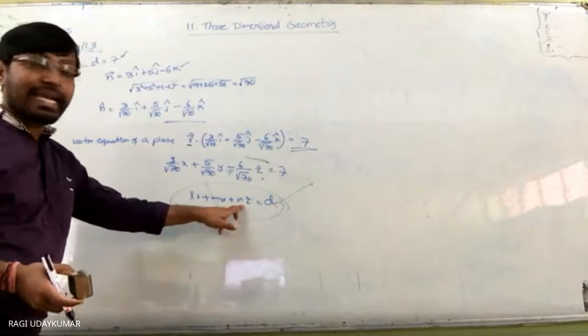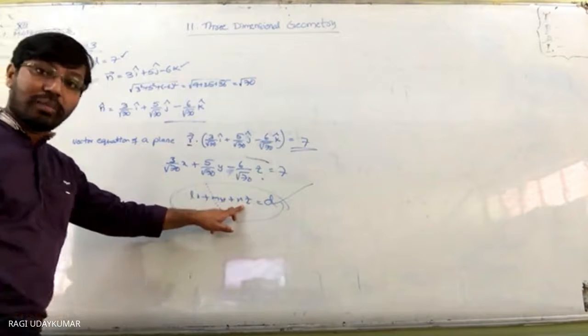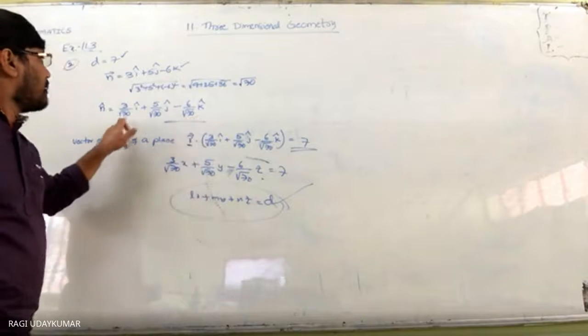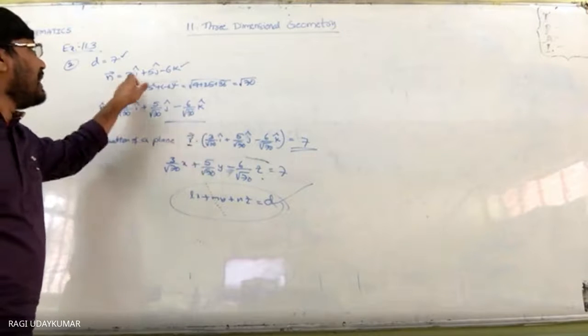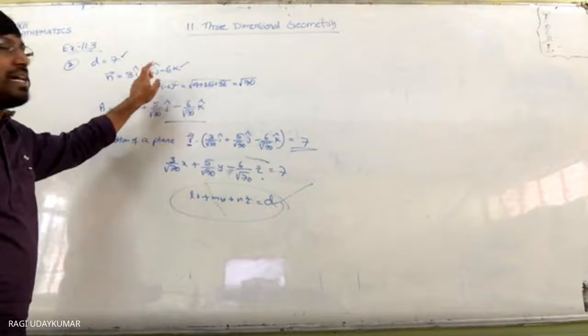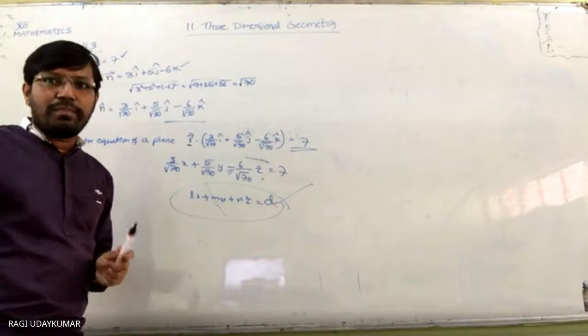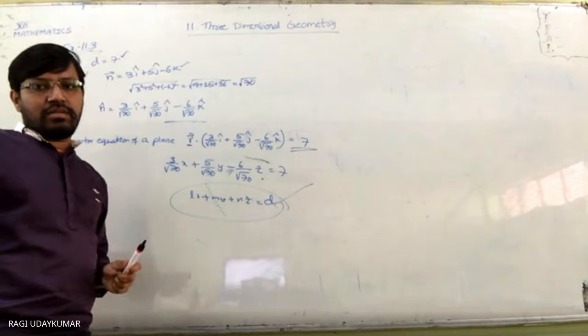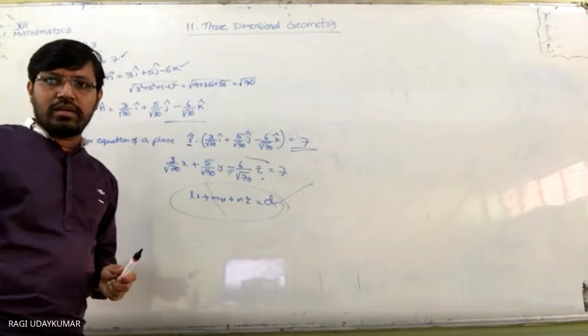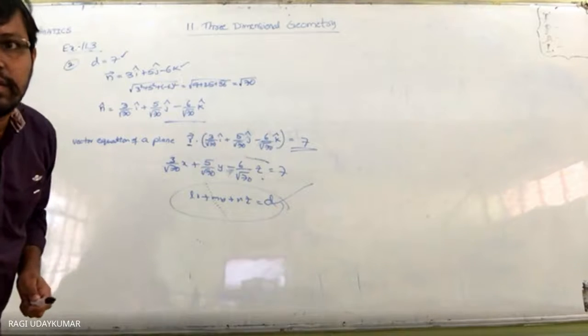Here l, m, n are the direction cosines of a vector normal to the plane. See, these are the direction cosines, these are the DCs. Please be careful here. It's a simple concept, not much complication. Okay? Did you understand? Yes, sir.